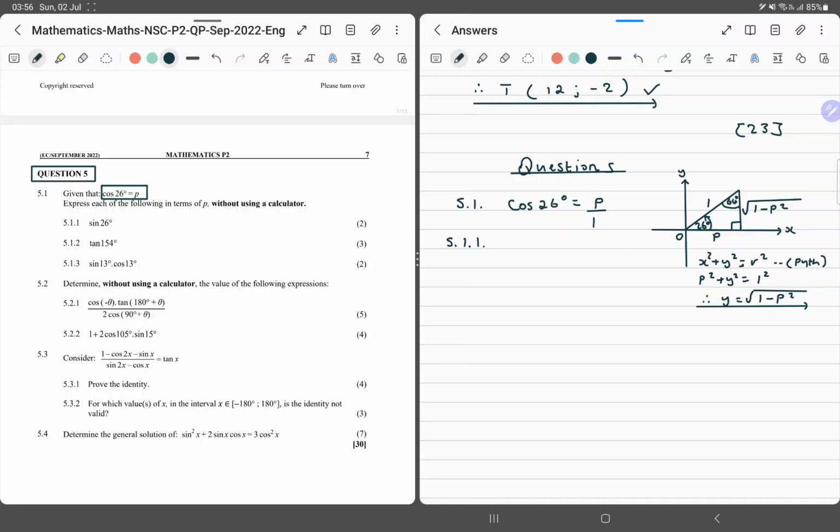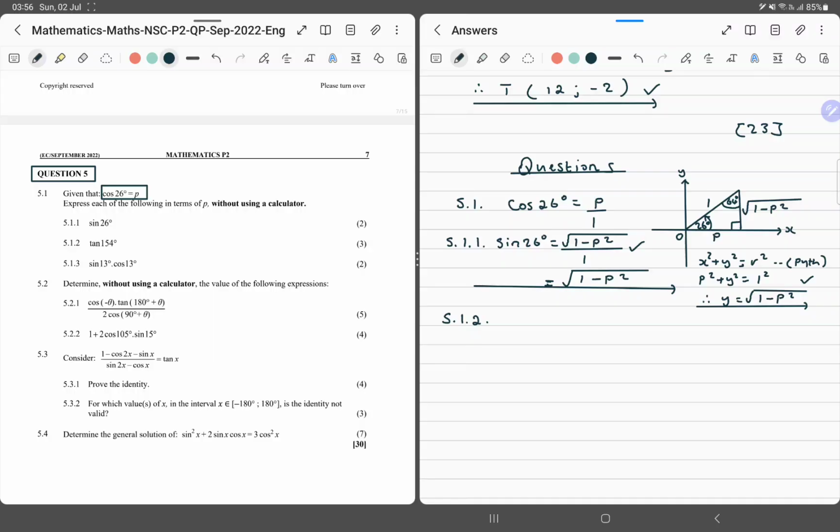5.1.1 says we need to determine sine of 26. Sine is opposite, so it's going to be the square root of 1 minus p squared all over 1, which is basically the same thing. In fact, I should not even be writing it again. So basically, we get a mark for the answer, and we get a mark from that calculation because we didn't know what that was. Easy.